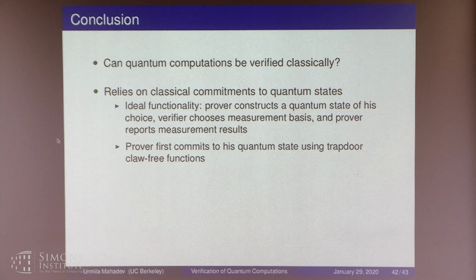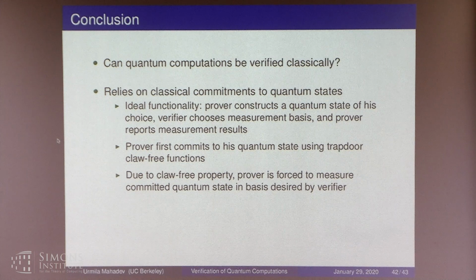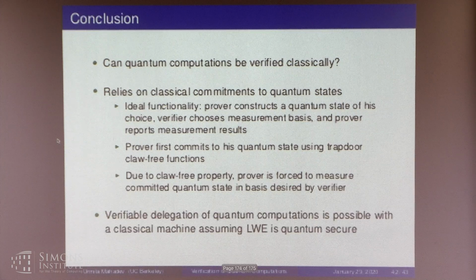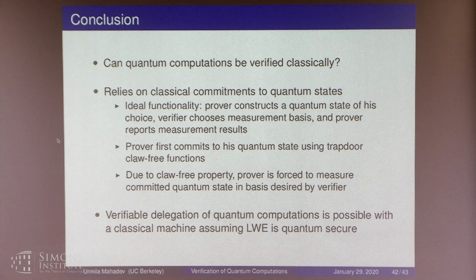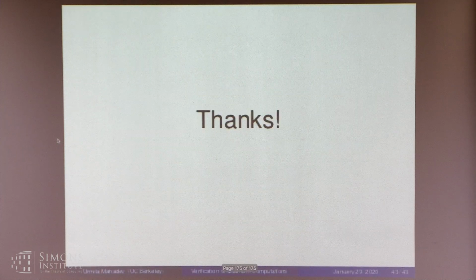The prover first commits to his quantum state using trapdoor claw-free functions. And then, due to the claw-free property, we know that the prover is forced to measure the committed state in the basis desired by the verifier. So putting all of this together, this says that verifiable delegation of quantum computations is possible with a classical machine, assuming the quantum security of learning with errors. That's all. Thank you.